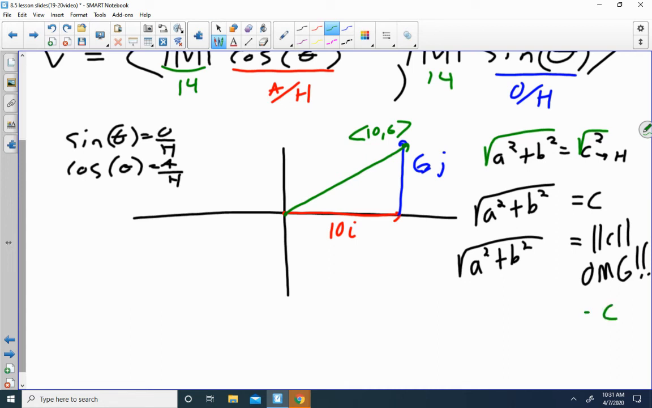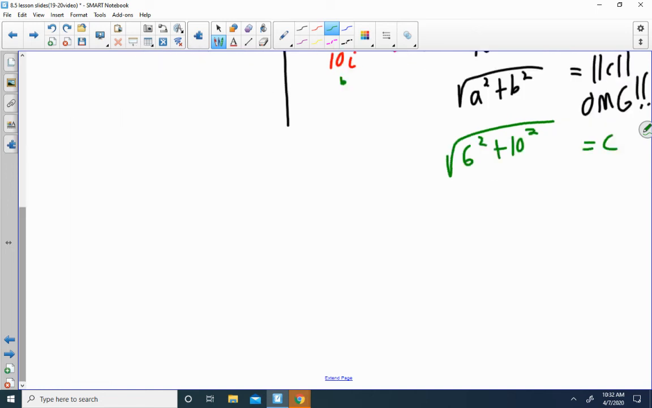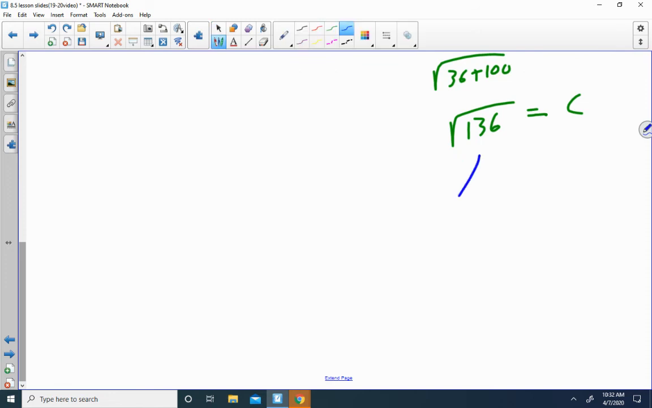To find the hypotenuse, you got to do the square root of a squared plus b squared, where we'll let 6 be a and 10 be b. So 6 squared plus 10 squared. Go from there. That's going to give you 36 plus 100, which will give you the square root of 136. And then let's see if we can split this. 136. Can we split this? I think you can, actually.